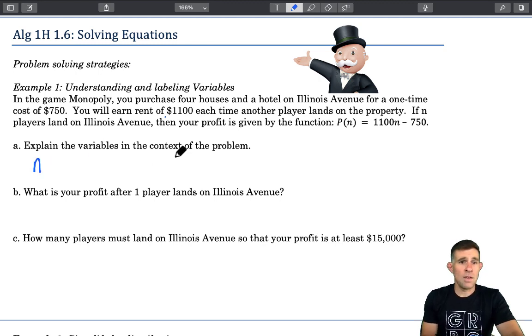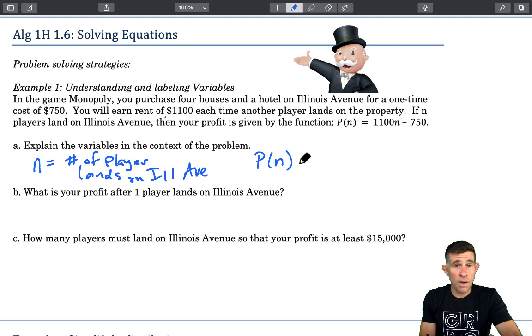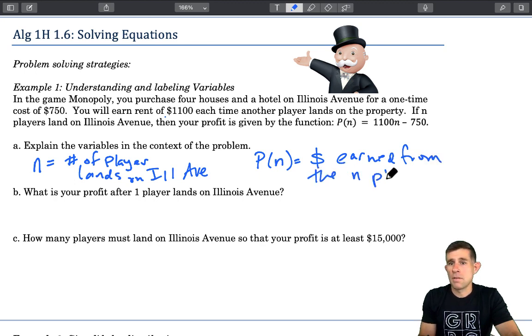So we have n and we have P of n. Now, n is going to simply represent the number of players that land on your Illinois Avenue. P of n then is going to be the profit that is earned, so profit earned from those players. Now, if we were to ask you which one of these is the dependent variable, hopefully by now you're getting to the point where you'd say P of n depends on n. Your profit depends on and therefore is a function of n, the number of players landing on that property.